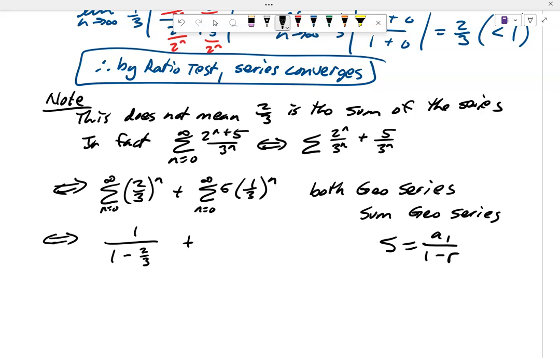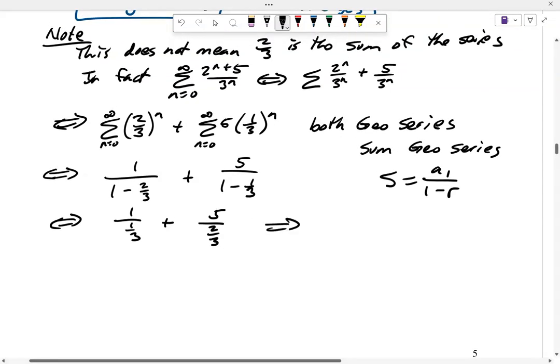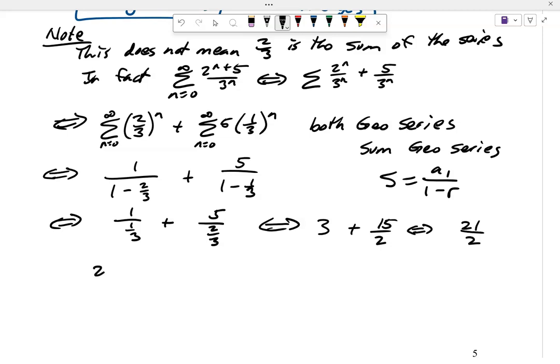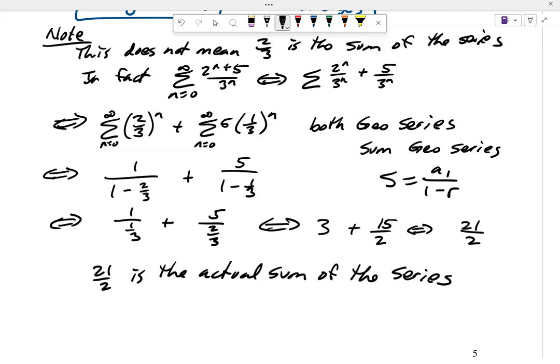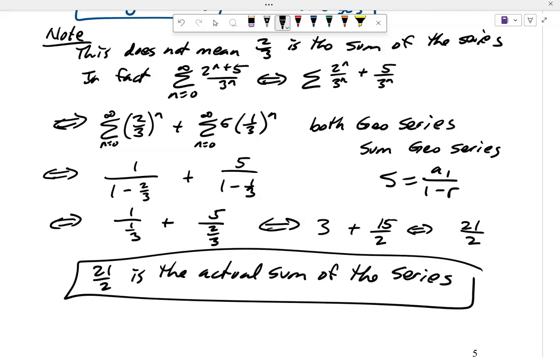The sum of this one over here would be 5 times 1/3 to the 0, so 5 times 1 is 5 over 1 minus its r. And so you got 1 over 1/3 plus 5 over 2/3. And so you got 3 plus 15 halves, or 6 over 2 plus 5 over 2. So 21 over 2 is the actual sum of this series. All right, so don't get that mixed up with the 2/3. That 2/3 is just for the ratio test.